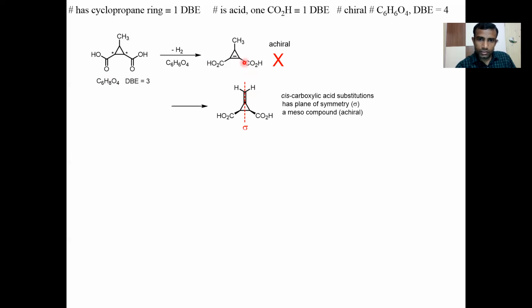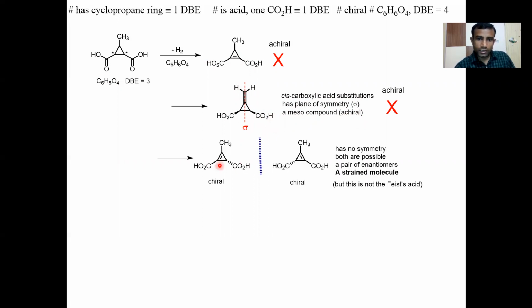So if you have this double bond here, exocyclic, and you have two carboxylic acids which are cis in geometry, the cis dicarboxylic acid substitution has a plane of symmetry, which is denoted as sigma. So it is a meso compound despite having two chiral centers, because it has a symmetry element present within the molecule, and this is also not our answer. You know meso-tartaric acid, right? In a similar way. So this is another possibility.